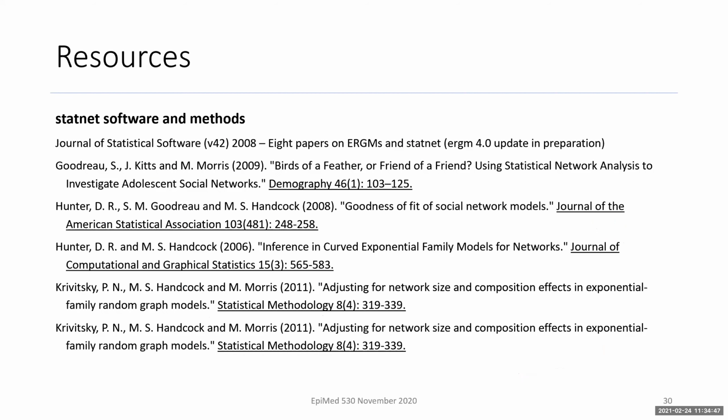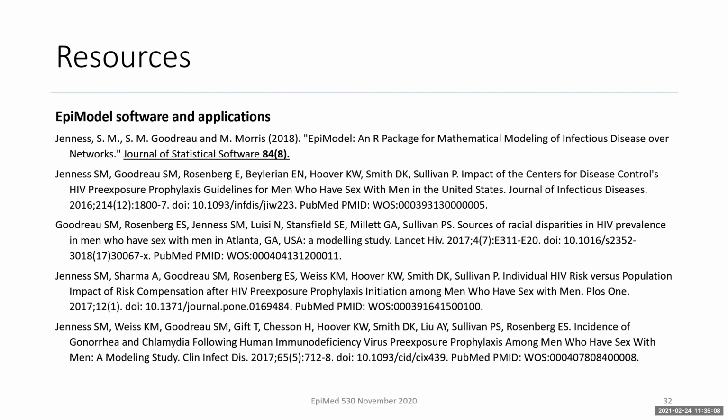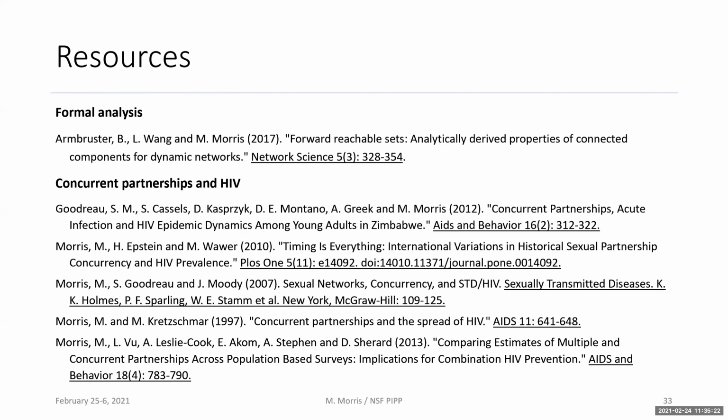The StatNet software and methods have a huge literature at this point. Just a heads up that the original paper or papers, it was a whole volume, 8 papers on ERGMs and StatNet, came out in 2008. We have a major update, ergm 4.0, in preparation, and a JSS paper that will probably come out later this year. Epimodel is the software that sits on top of StatNet that does all the rest of the mechanistic modeling. And that now has a fairly large literature as well. There's literature on concurrent partnerships and the role that they play.